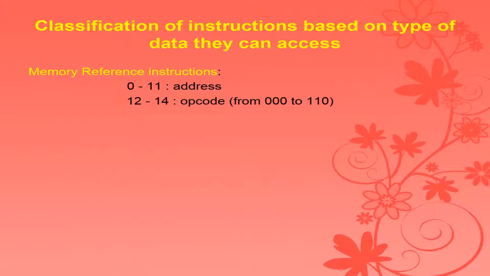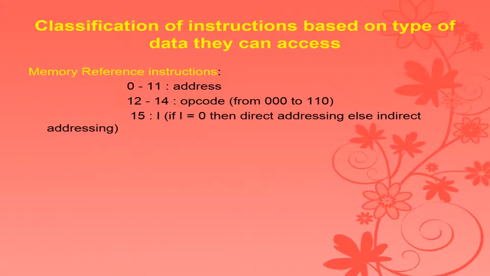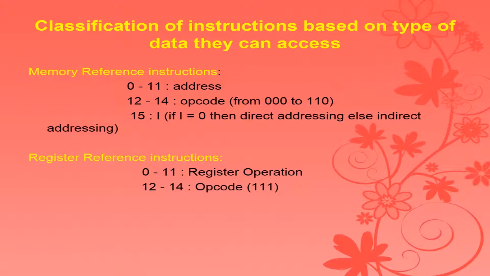Well, next classification of instructions is based on the type of data they can access or can refer to. Memory reference instructions: bits 0 to 11 are the address, bits 12 to 14 are the opcode from 000 to 110, bit 15 is I. If I equals 0, then direct addressing, else indirect addressing. Register reference instructions: bits 0 to 11 make up the register operation, bits 12 to 14 make up opcode 111, bit 15 is 0.